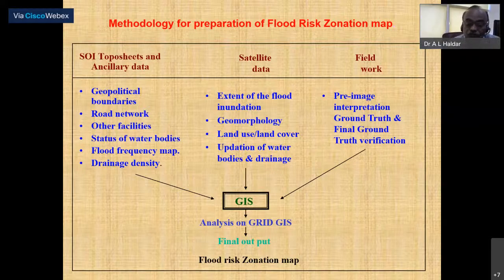The discussion was there earlier, and this flood risk map uses settlement data and other ancillary data, say geopolitical boundary and road network. With GIS you can prepare the flood risk map for the purpose of the administrative people.